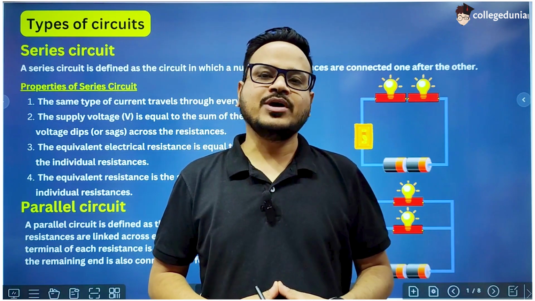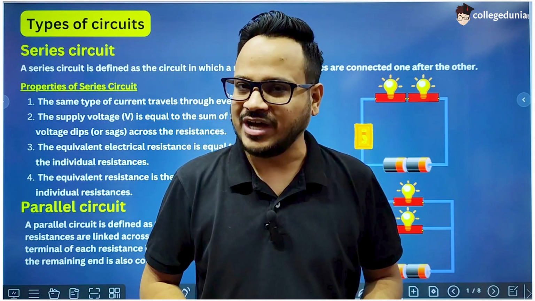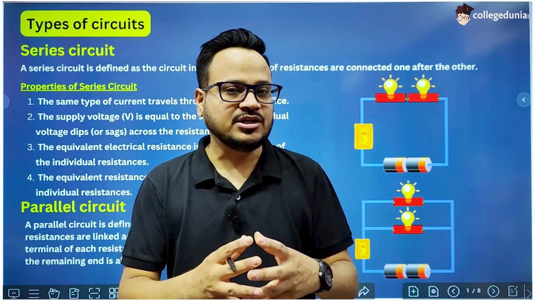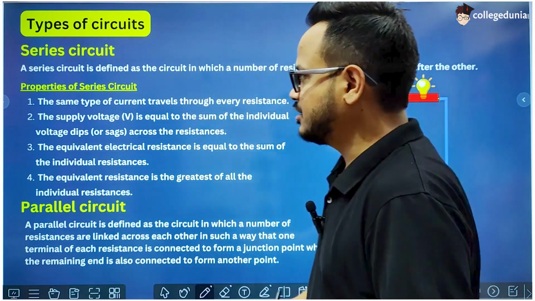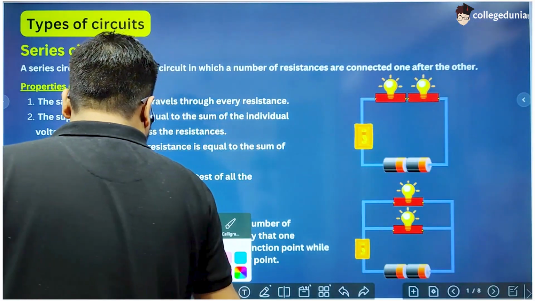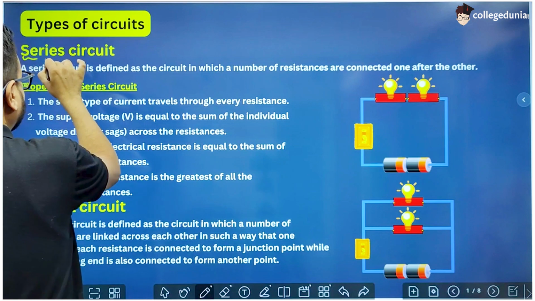Students, in this video we are going to discuss various types of electrical circuits. This topic is from class 12 physics chapter 3 current electricity. Let's start. First one is the series circuit.